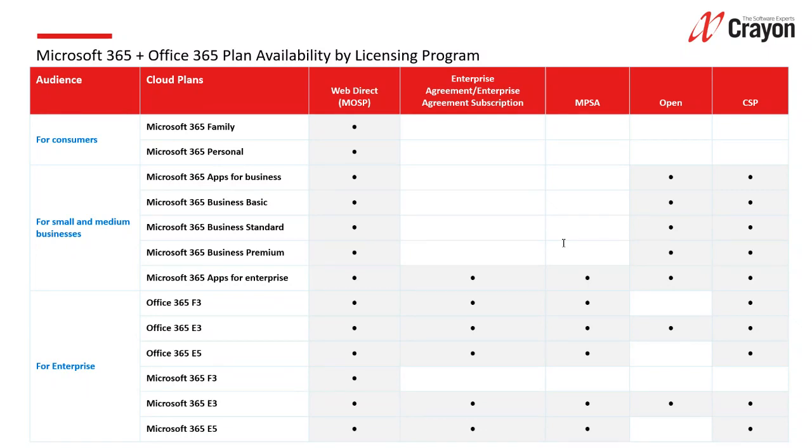Both of these types of agreements are licensing models that can be accessed only through partners that Microsoft calls Large Solution Providers, as Crayon is, for example.